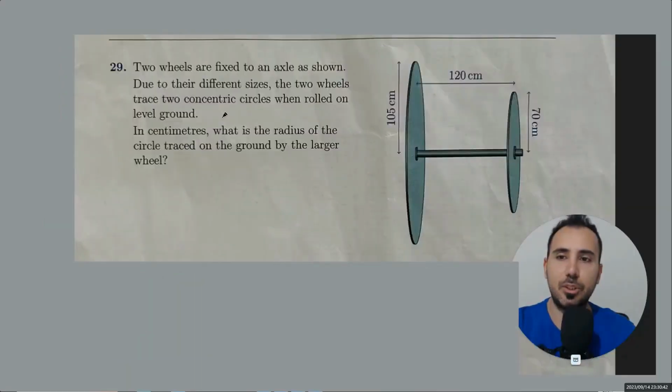Question 29. 2 wheels are fixed to an axle as shown. Due to their different sizes, the 2 wheels trace 2 concentric circles when rolled on the level ground. In centimeters, what is the radius of the circle traced on the ground by the larger wheel?